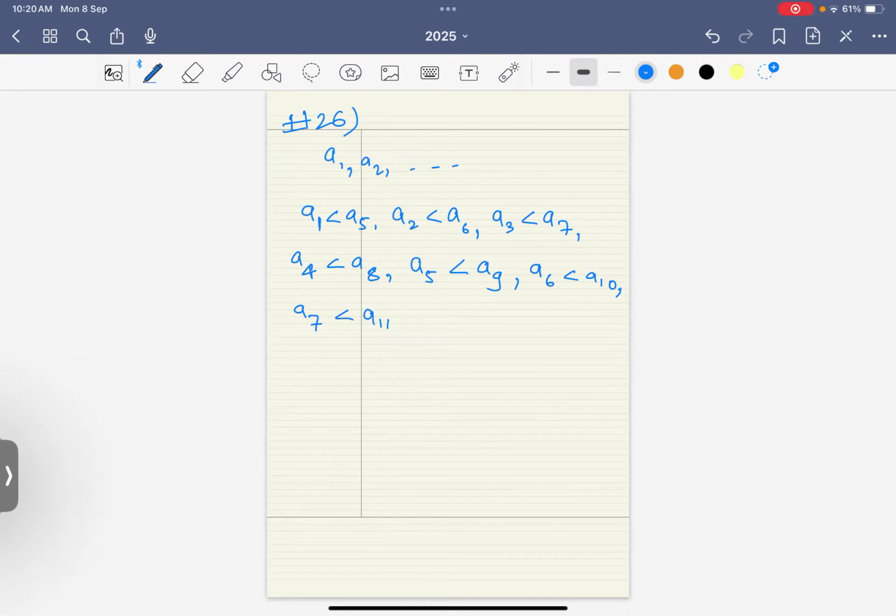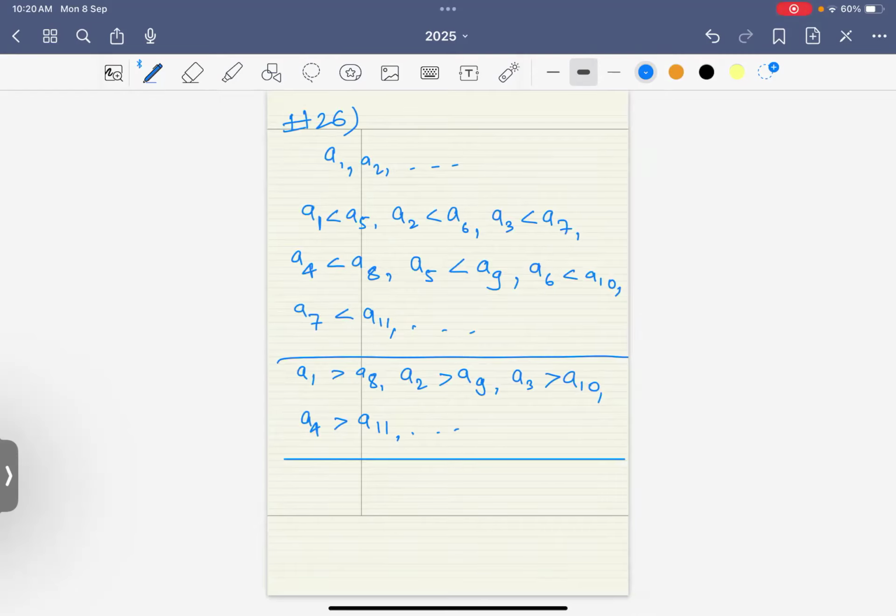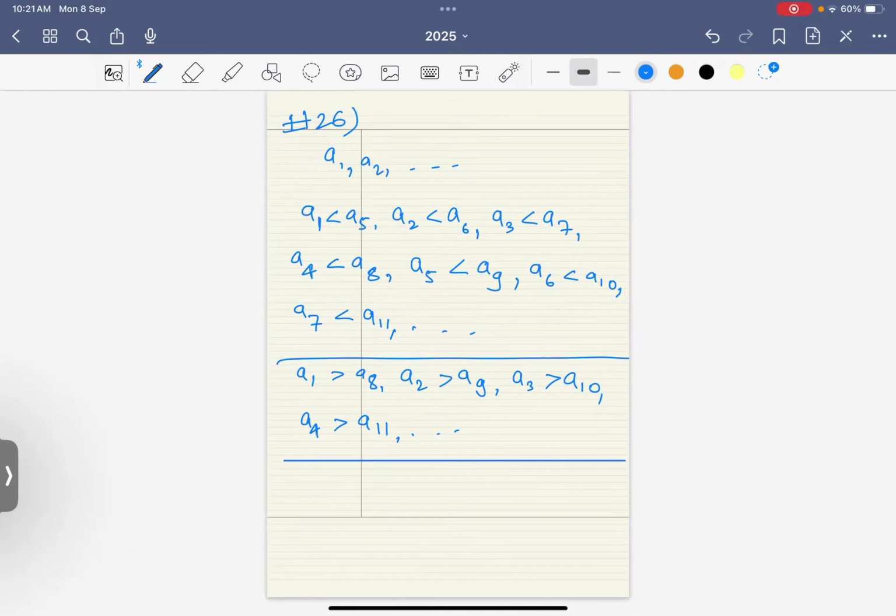Okay, so far I have used the strictly increasing condition, but it was also said that the average of every 7 terms is strictly decreasing. So what you get is that A1 will be greater than A8, A2 will be greater than A9, A3 will be greater than A10, and A4 will be greater than A11. This is true if 11 terms exist. Now I'm going to apply transitivity.